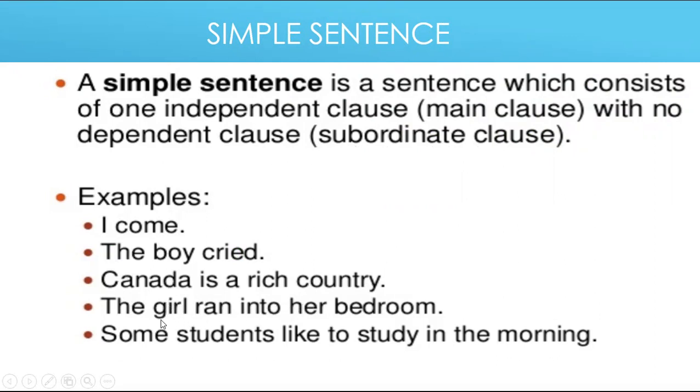It's an independent clause. Some students, so that's a subject, like to study in the morning, so that's a predicate. As we discussed before, it's based on subject and predicate. That's called a simple sentence.